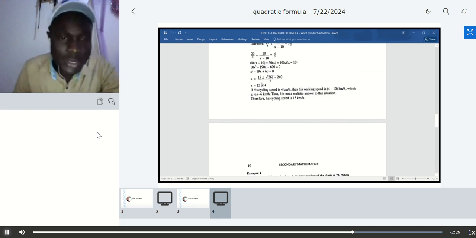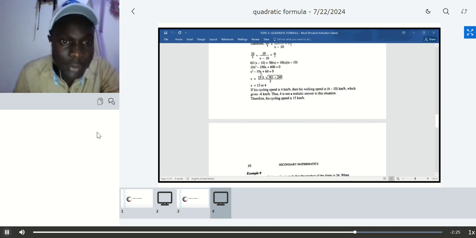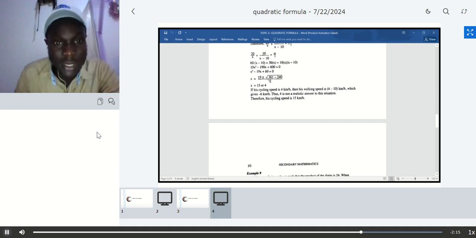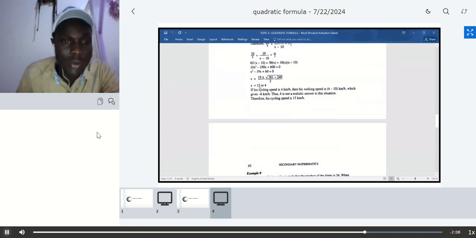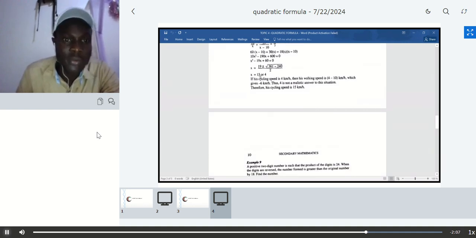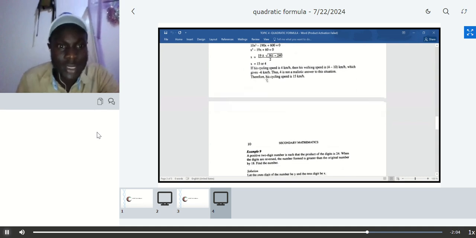Then we solve it by using the quadratic formula where our b will be negative 19, our c will be 60, our a will be 1. So we substitute in the quadratic formula, we get x is equal to 19 plus or minus the square root of 361 minus 240, divided by 2. Our x will be equal to 15 or 4 when you calculate it.